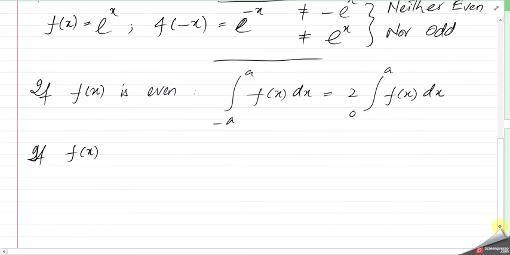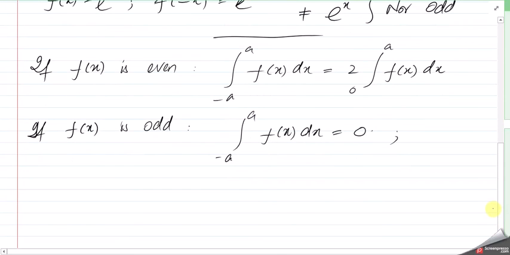Why do we study this? If f of x is even, then the integral from minus a to a of f of x dx is equal to 2 times the integral from 0 to a of f of x dx. And if f of x is odd, then the integral from minus a to a of f of x dx equals 0.